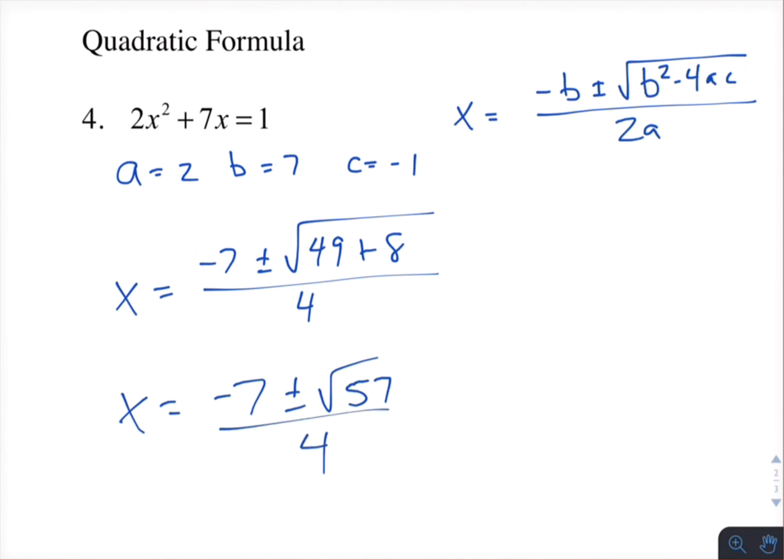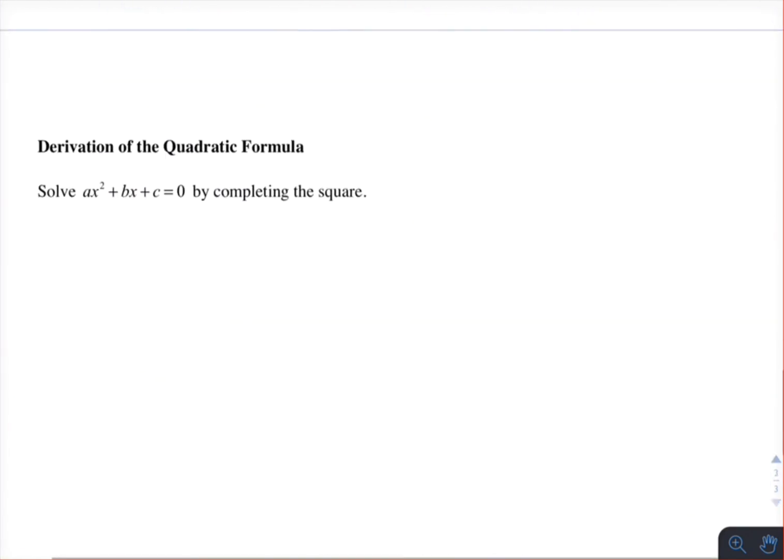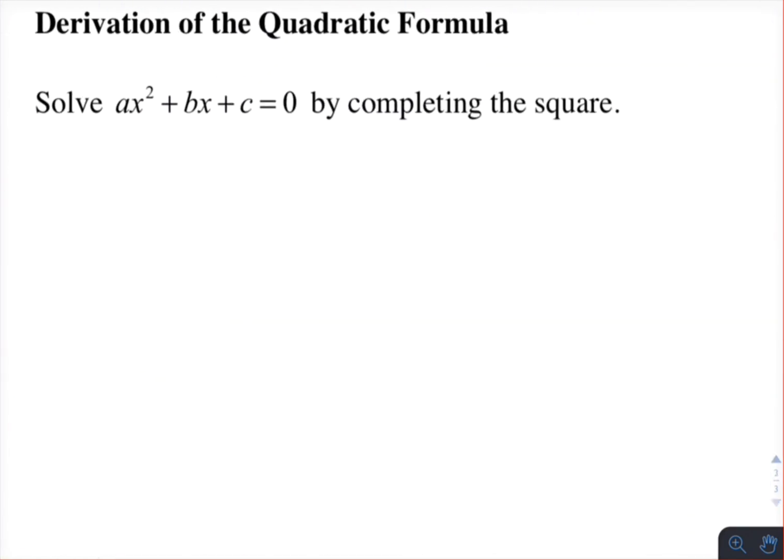Again, two solutions. Notice root 57 cannot be simplified, so we are finished here with that. So negative 7 plus root 57 over 4 is one solution, and negative 7 minus root 57 over 4 is the other. All right, let's look a little more closely at the quadratic formula. So how is that derived? So what we're going to do is we're going to complete the square on the quadratic formula.